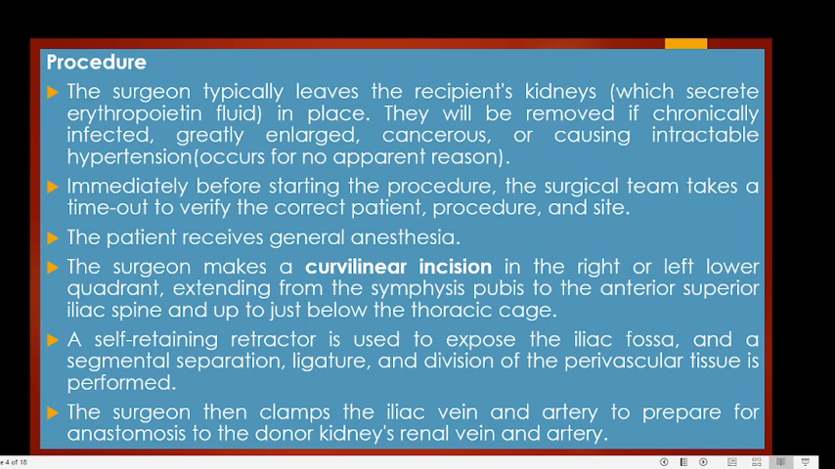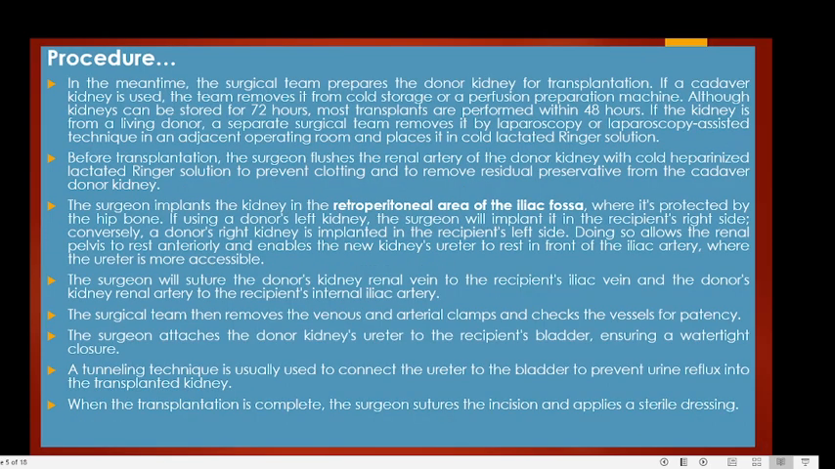So remember, it is the iliac vessels of the recipient and the renal veins and arteries of the donor that are to be anastomosed, to be joined, guys.